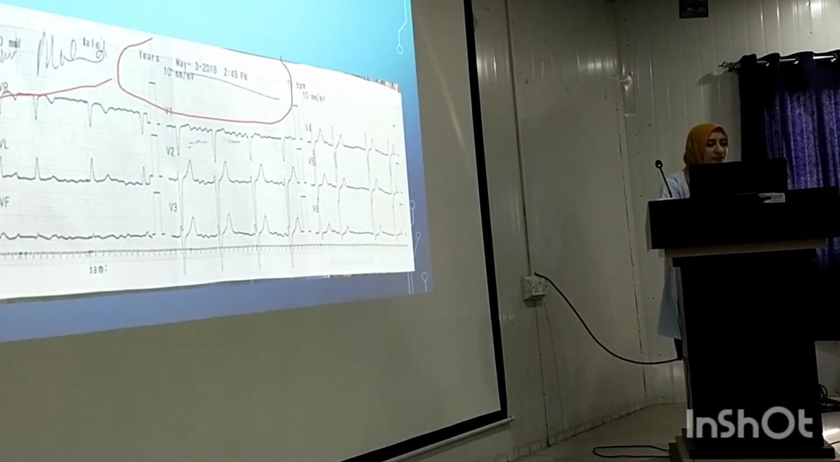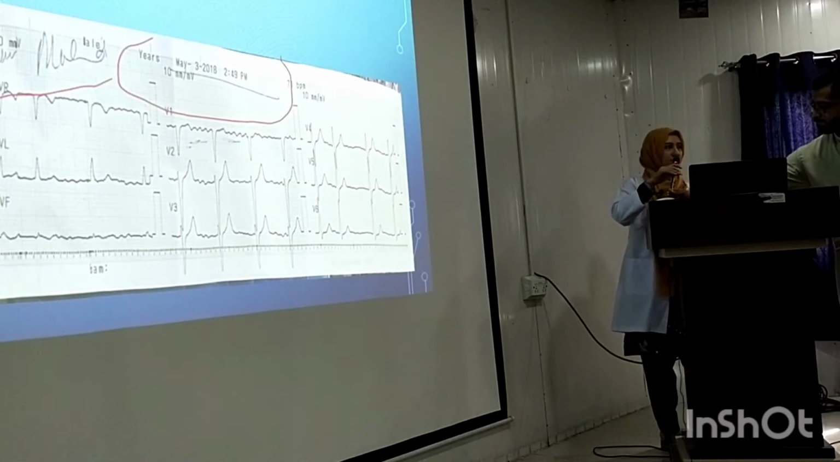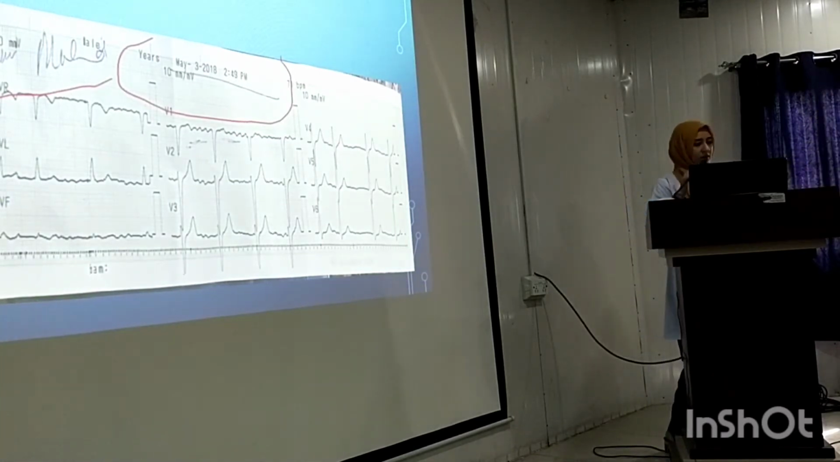If you can appreciate, there are some calibrations at the extreme left end of this slide. It's written that 10 mm per millivolt. These are the standard calibrations of an ECG. So whenever you are reading an ECG, make sure the calibrations are correct. 10 mm per millivolt is the voltage of the ECG and 25 mm per second is the speed of the ECG, and this is standard worldwide.